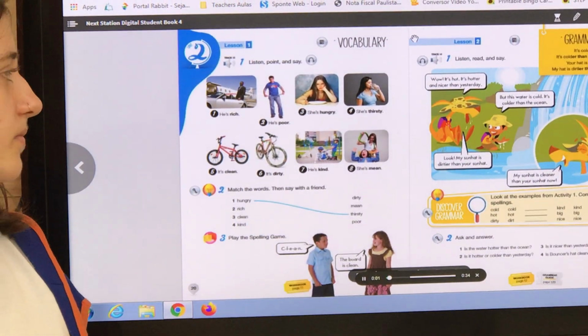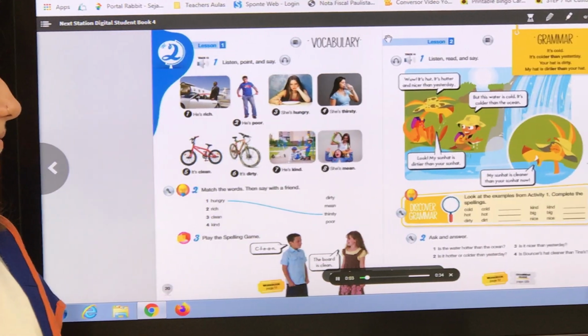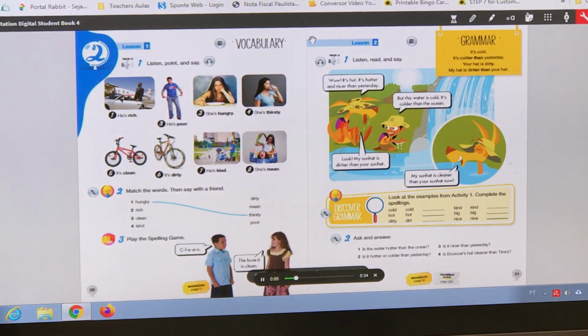Unit 2, Lesson 2, Track 14. Wow! It's hot! It's hotter and nicer than yesterday. But this water is cold. It's colder than the ocean. Look! My sun hat is dirtier than your sun hat. My sun hat is cleaner than your sun hat now.